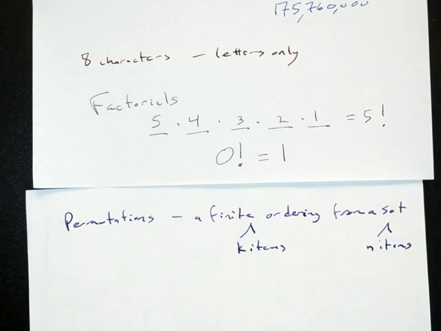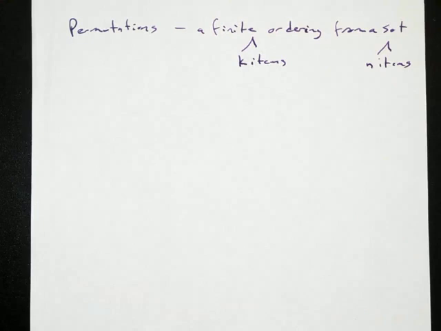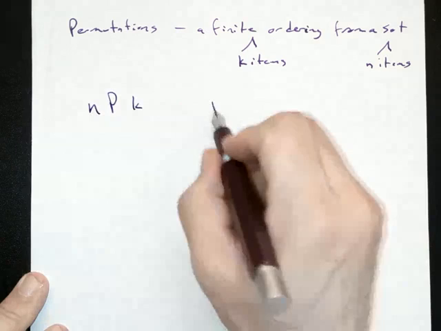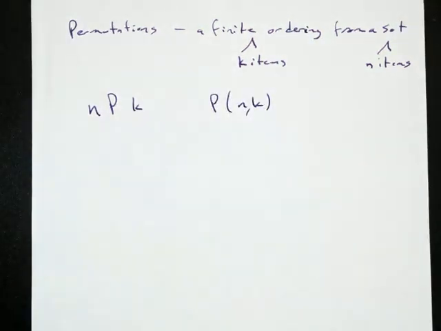I want to think about taking K items out of a set of N items and keeping them in order. We're going to call this ordered selection a permutation. And normally we'll write something like NPK or PNK. I like to think of it as picking, thus P, permutation, picking one at a time, K items out of a pile of N items.